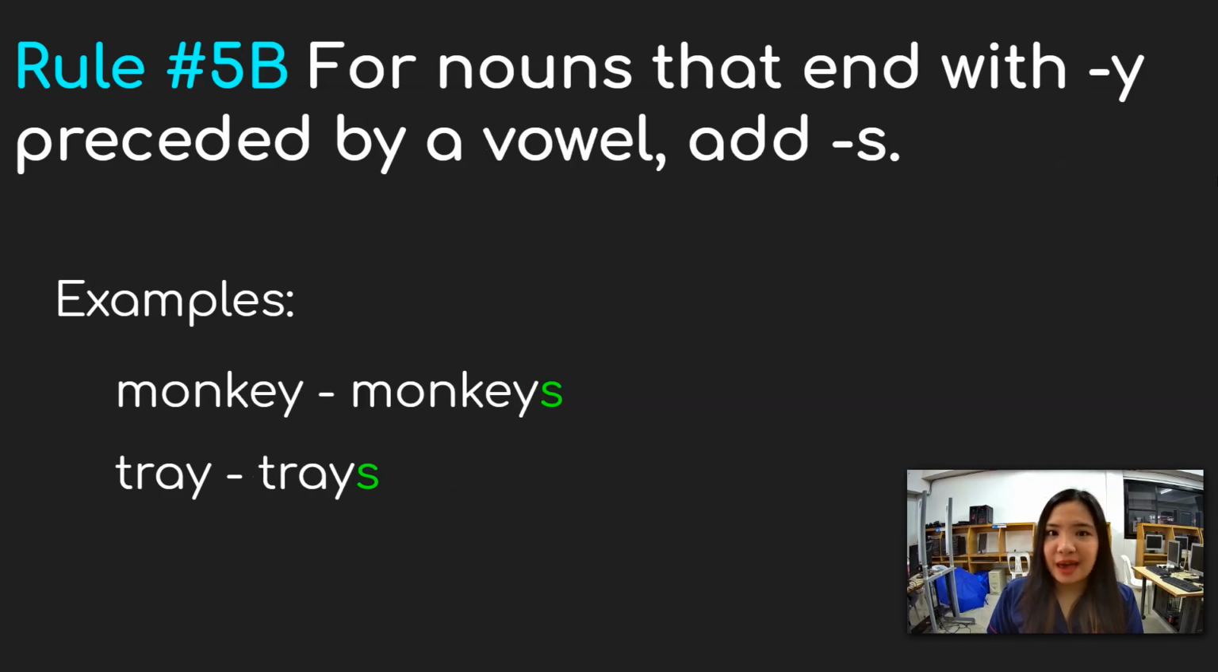For our rule number 5B, for nouns that end with Y, preceded by a vowel, we are just going to add S. So it means that before letter Y, there must be a vowel, or A, E, I, O, U. For example, monkey to monkeys. Before letter Y, we have the letter E. And tray to trays. Before the letter Y, we have a letter A.